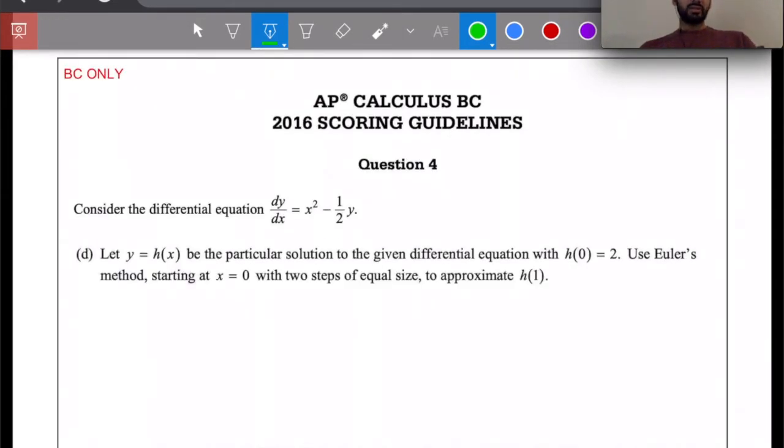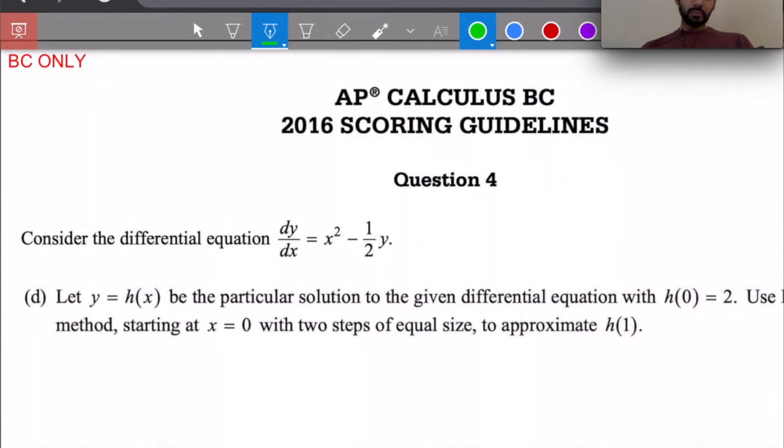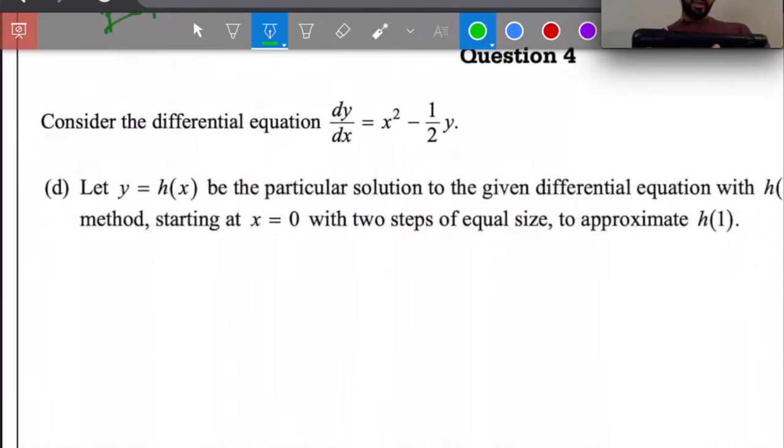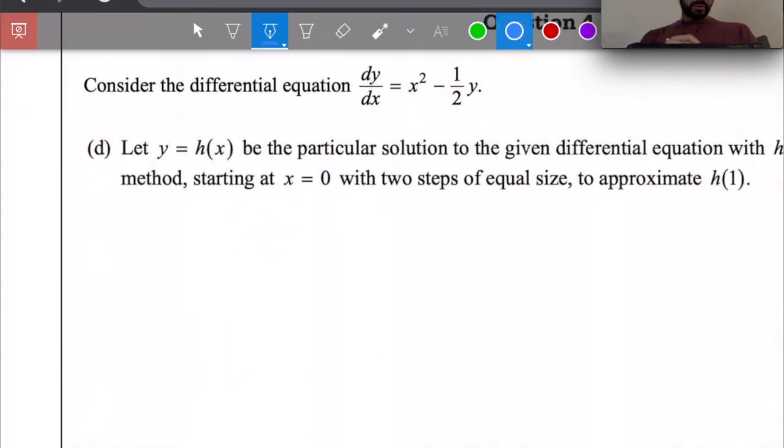All right, last question. This is a BC only question. It is asking us to use Euler's method. I know this is a pretty straightforward topic, but Euler's method is only going to be on the BC's test. So if you're taking the AB test, you don't need to worry about Euler's. So you can stop the video here and you can go work on something else. I don't know. Or keep studying calculus. Anyways, so Euler's method involves this table, just like you see on your study guide.